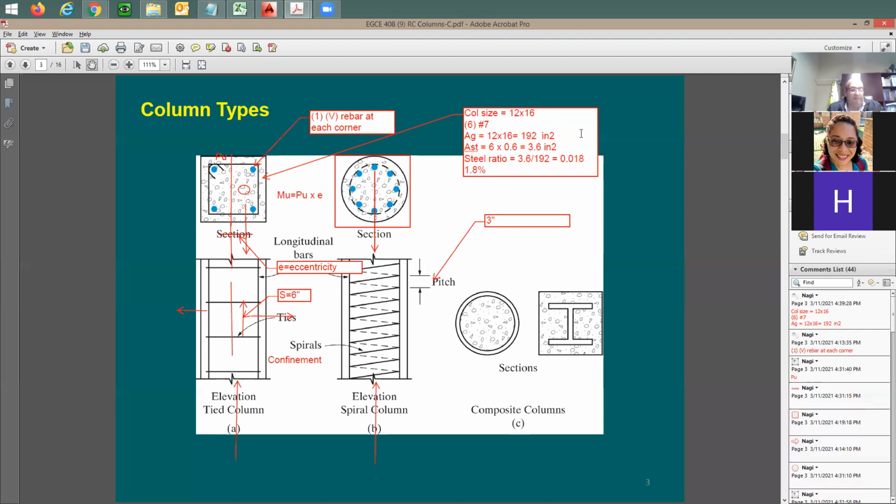So this column is okay. Meaning this column satisfies the minimum requirement for the vertical steel ratio. And here are the values for these variables: A sub G, AST, and the steel ratio. The steel ratio we usually call rho. You know the symbol rho? Rho sub G.